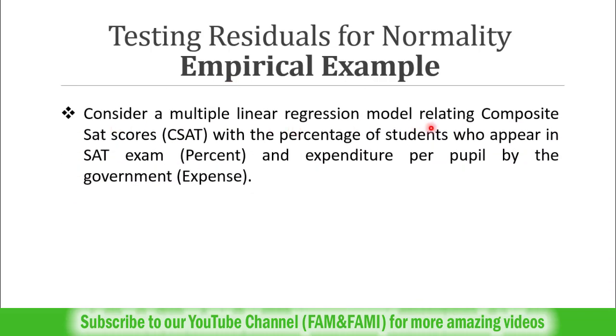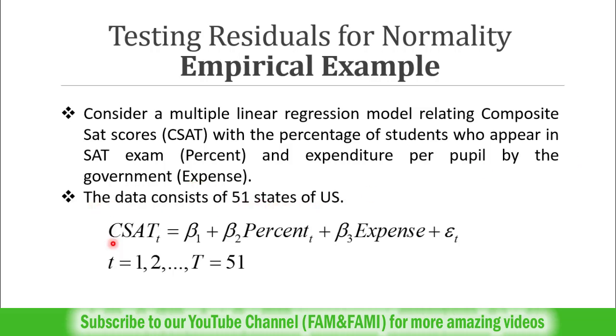Consider a multiple linear regression model relating composite SAT scores, CSAT, with the percentage of students who appear in the SAT exam, %, and expenditure per pupil by the government, expense. The data consists of 51 states of US, and here is the multiple linear regression model where CSAT is the dependent variable, % and expense are 2 independent variables, epsilon is an error term, and beta 1, beta 2, beta 3 are regression coefficients, and the sample contains 51 observations.